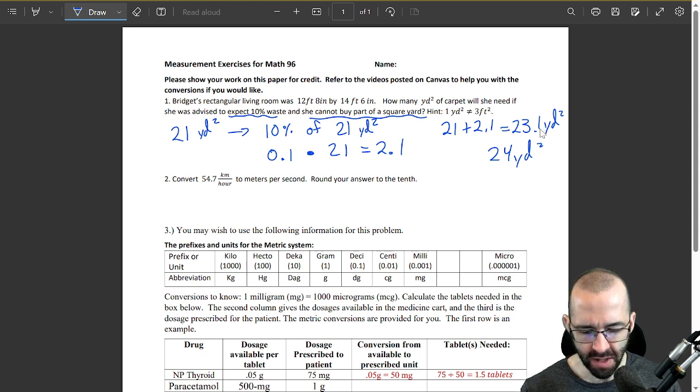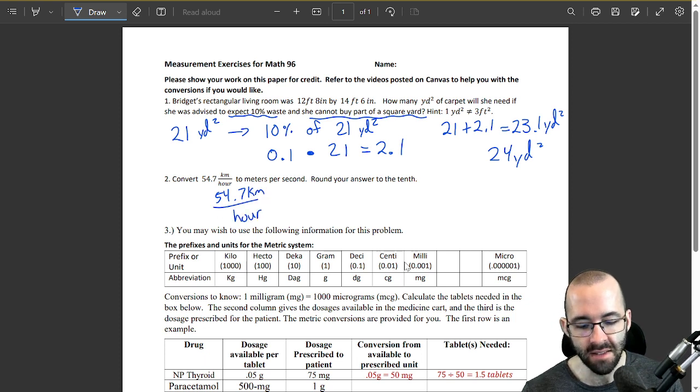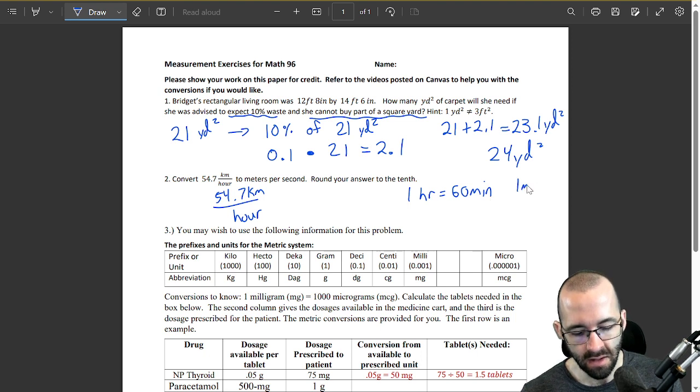Number 2, I think it's pretty similar to what we did. You're going to be converting meters, and you're also going to be converting seconds. If you have 54.7 kilometers per hour, and you want to convert that to seconds, well, 1 hour is 60 minutes, and 1 minute is 60 seconds. So how much is 60 minutes? 60 times 60 seconds.